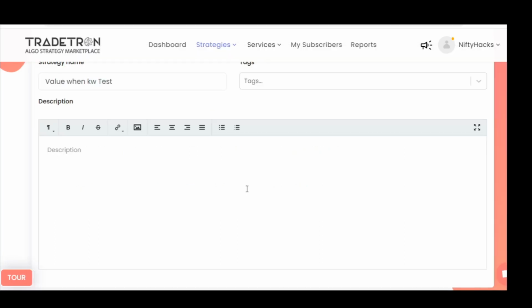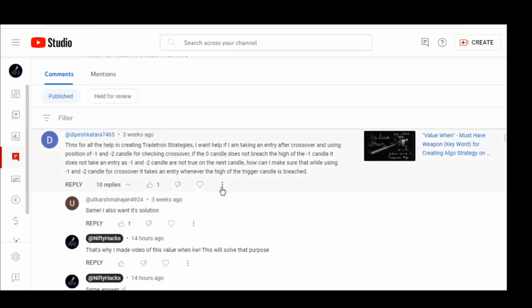So in this video we are going to talk about the value when keyword, because many people were asking me in the YouTube video comment section that the value when keyword is not working properly if we want to use it with moving average crossover and high low break. It only works for 1 or 2 candles after the crossover happens, and it doesn't work if 3 or 4 candles have already happened after the crossover.